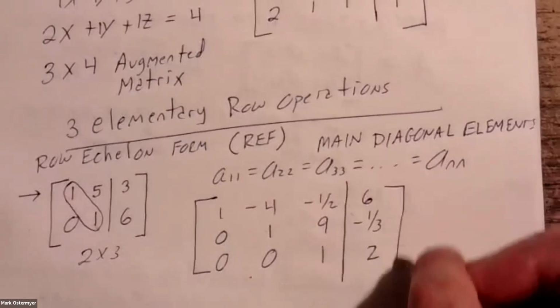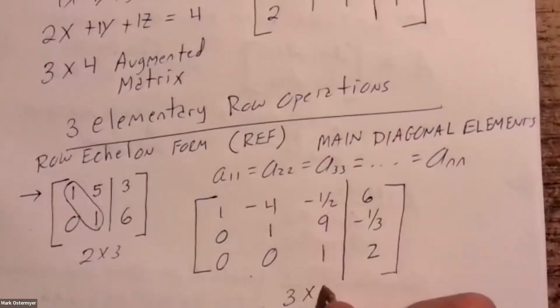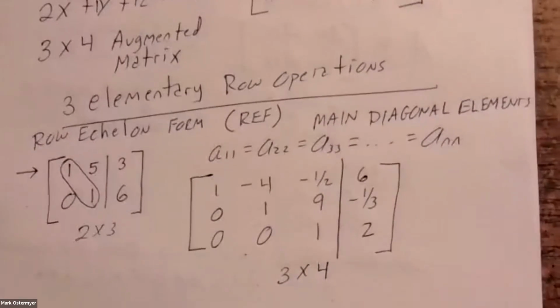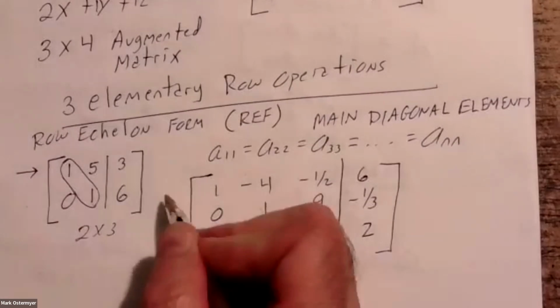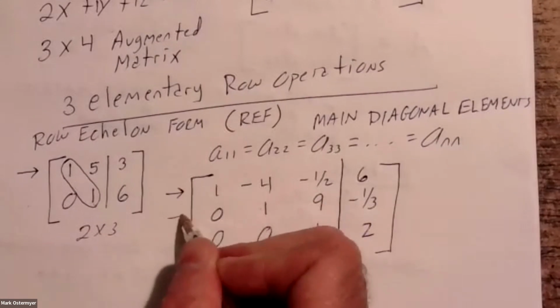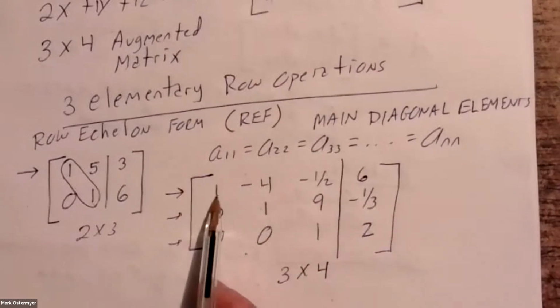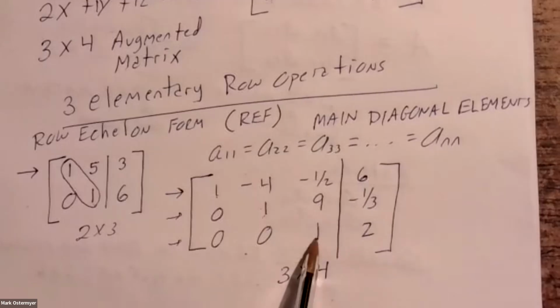Ladies and gentlemen, we say that this 3x4 augmented matrix is in row echelon form. Notice we don't have any row that consists of all 0s, because if we did, it would have to appear at the very bottom of the matrix. But notice the first non-zero entry we run into in each row from left to right is always a 1. Leading 1, leading 1, leading 1.